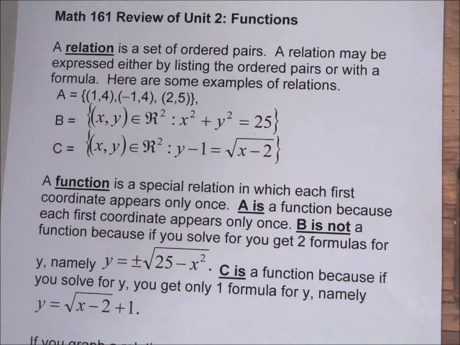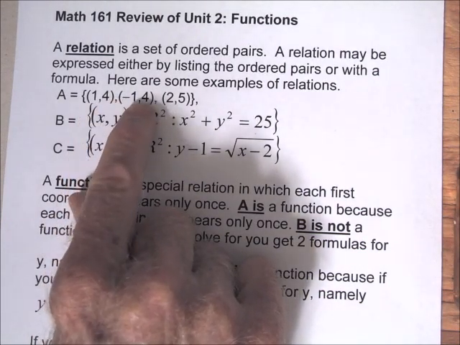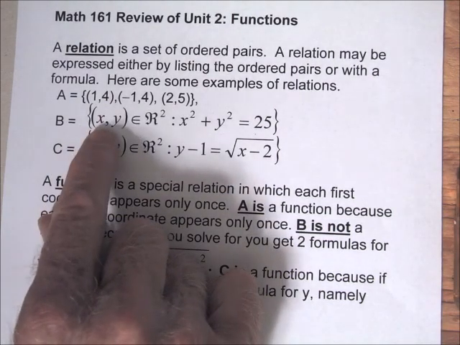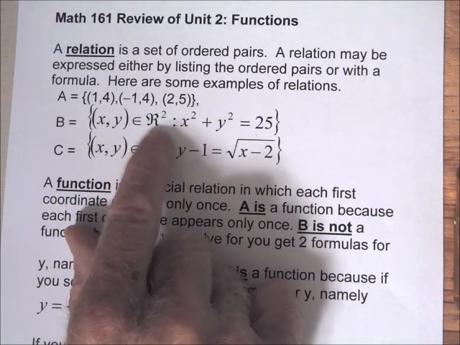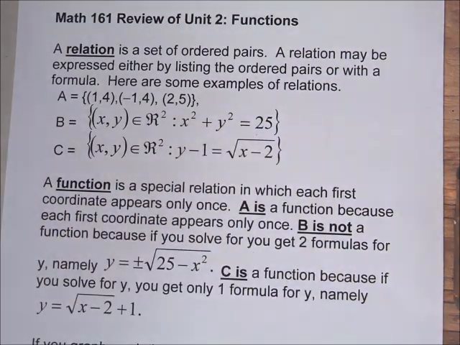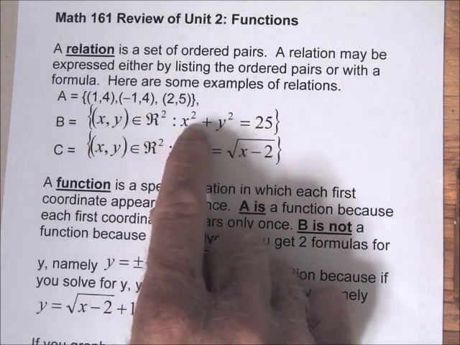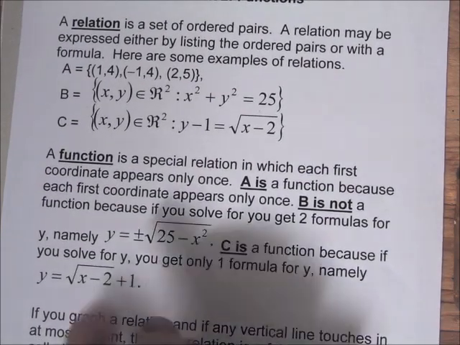Here are some examples. Relation A, a set of three ordered pairs: (1, 4), (-1, 4), and (2, 5). Relations B and C have an infinite number of ordered pairs, and they're defined by a formula. Relation B is a set of ordered pairs (x, y), an element of R squared, such that x squared plus y squared equals 25. You may remember from Unit 1 that this is the equation for a circle of radius 5 centered at the origin. So there's an infinite number of points on the circle.